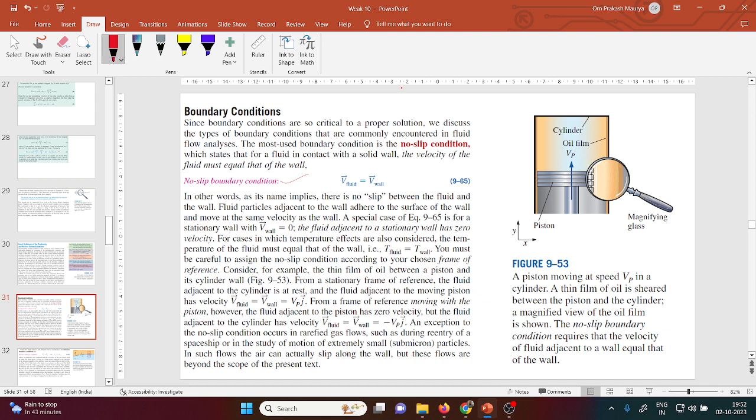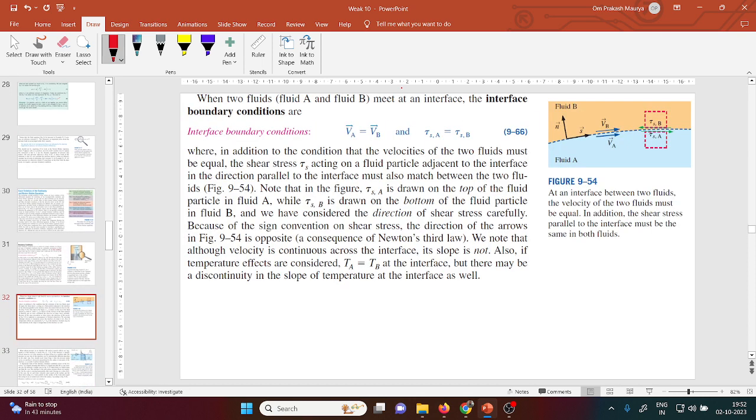Your wall is fixed, so along the wall your fluid is fixed. So this is the meaning. At the interface of the boundary condition, the velocity of fluid A and the velocity of fluid B will be equal, and the shear stress is also equal.